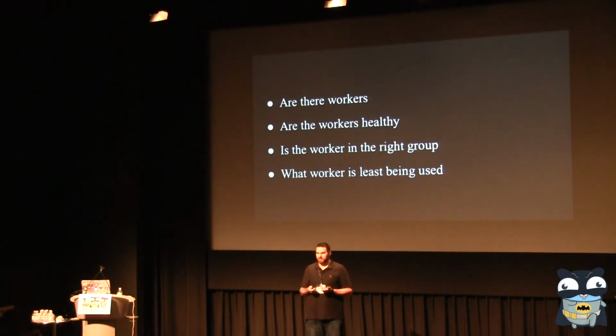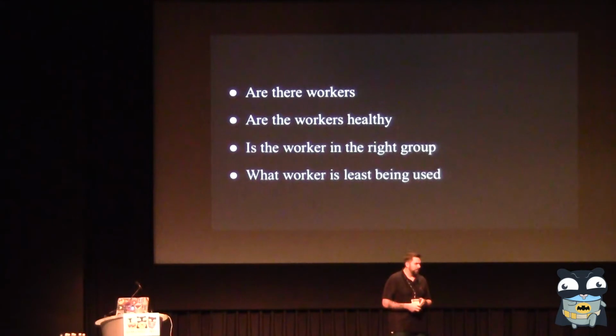When I'm scheduling a node for this cluster, I picked a really simple algorithm that basically just asks: are there workers? Is the worker alive and healthy? Is the worker part of the right group? And group here is basically a larger logical partition or some subset of the cluster that has only certain permissions to execute Go functions or any other functions. And then, which worker is least being used in the cluster.